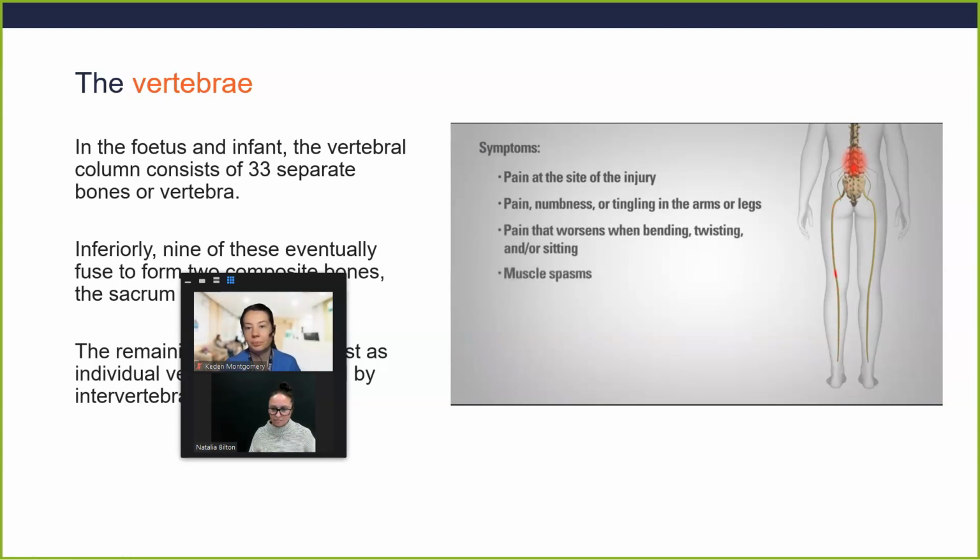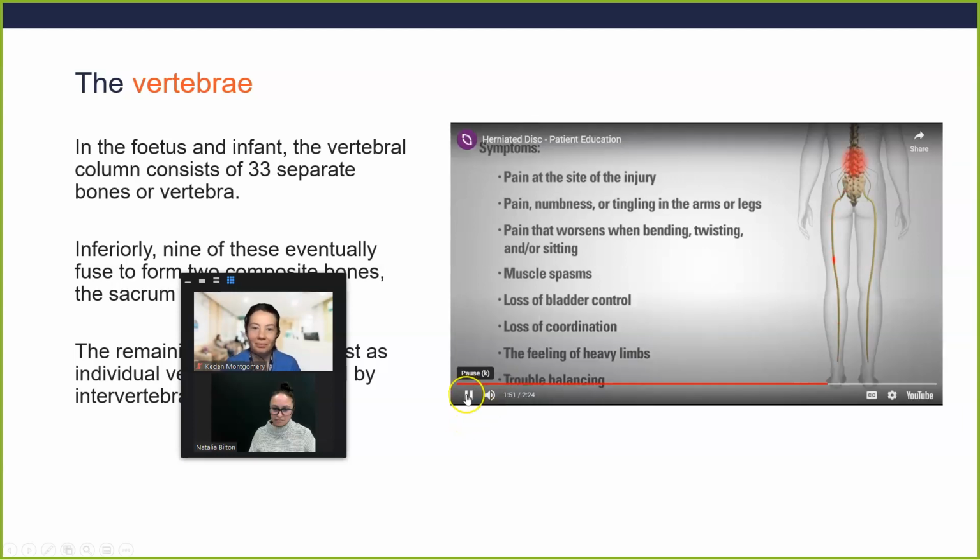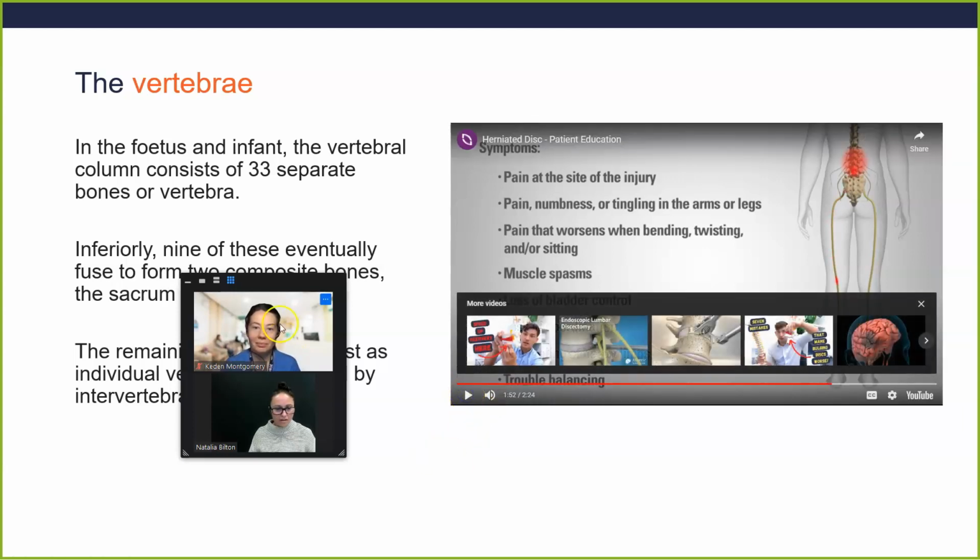If the herniated disc is located in the cervical spine or neck, other symptoms may include loss of bladder control, loss of coordination, a heavy feeling in the limbs, trouble balancing. If you feel you're experiencing any of these symptoms, you should see a physician for an accurate diagnosis.